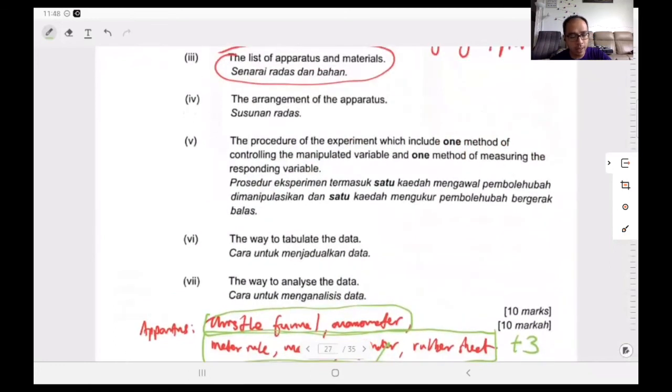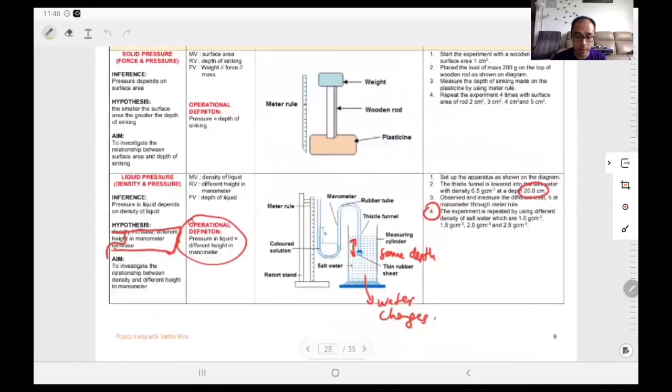Of course, the arrangement of apparatus ini memang tiada inilah. You have to draw fully, lukis penuh, with label. No label, 0 marks. Definitely. This is like bio and chemistry. You must label everything. Everything must be labeled. I mean, just label ni mah.